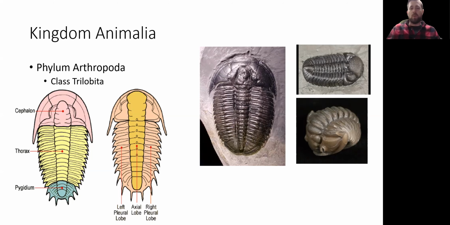These are all the different ways that we would describe what's going on in the axial lobe of the cephalon or the left and right pleural lobes of the pygidium. We use these as coordinates to help us identify different parts of trilobites.